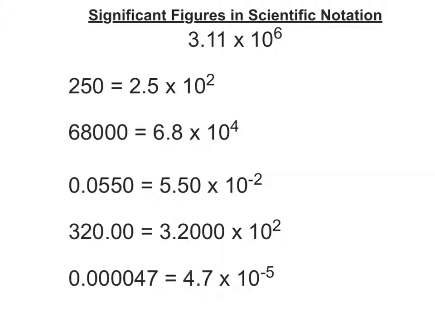320.00. There are 1, 2, 3, 4, 5 significant figures in this number, and we have to include all those numbers in the coefficient. So it's going to be 3.2000 times 10 to the power 2. 0.000047. It's a very small decimal number. So if we want to write that number in scientific notation, we write 4.7 times 10 to the negative 5.